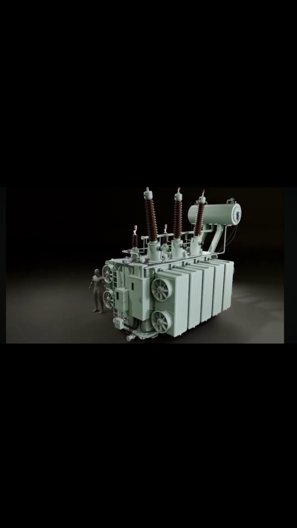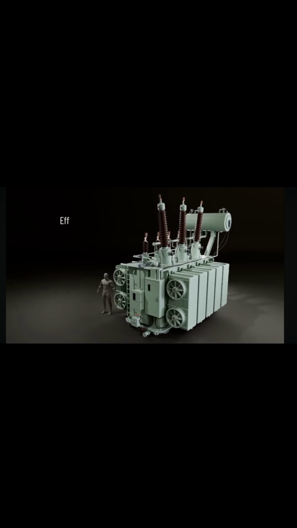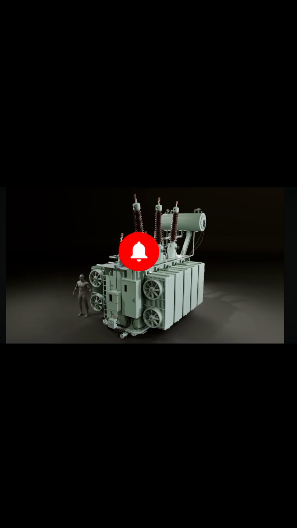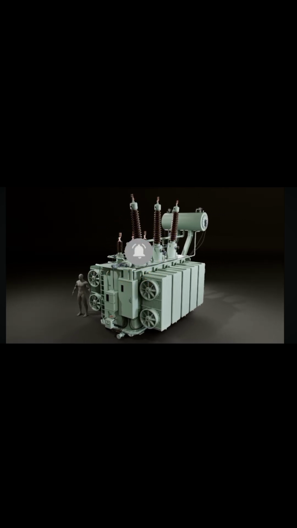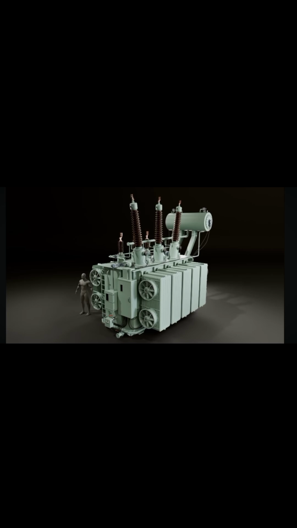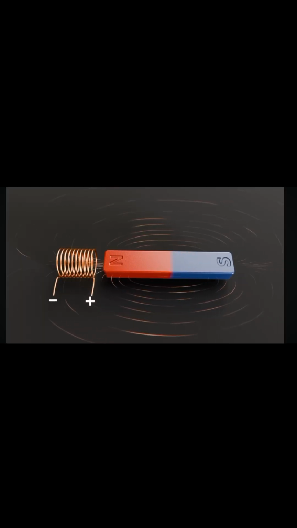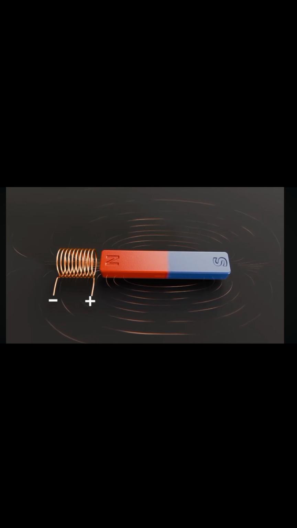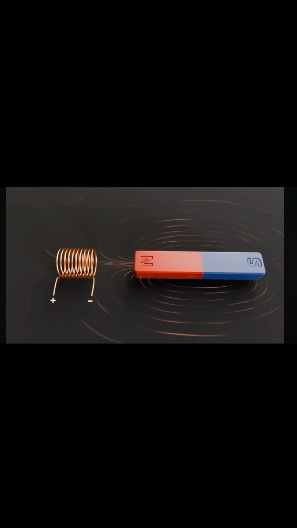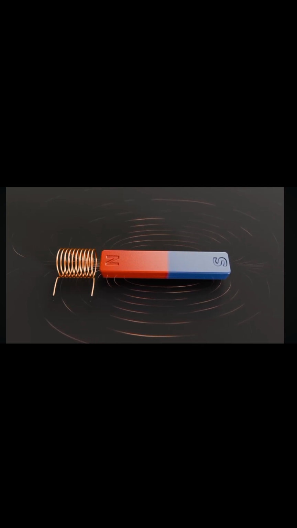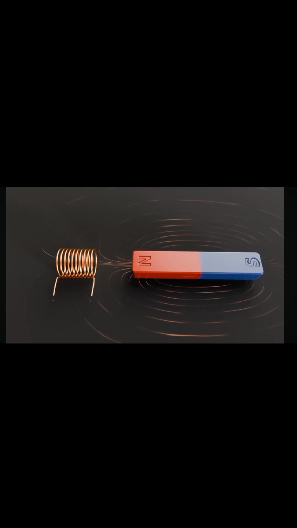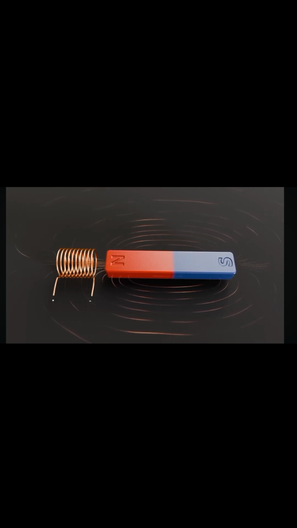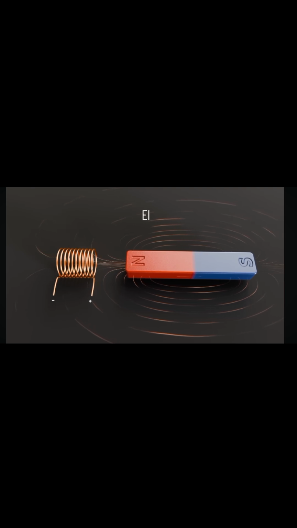Due to having no moving parts, transformers do not incur any frictional or windage losses, making them one of the most efficient electrical machines. Before diving into the working of a power transformer, let's first take a look at the fundamentals of a transformer. When we move a magnet near a coil, a voltage is induced in the coil. This occurs due to a change in the number of magnetic field lines passing through the coil, or alternatively, we can say there is a change in magnetic flux linking with the coil.